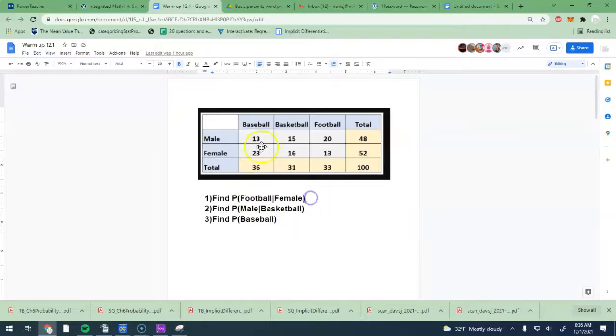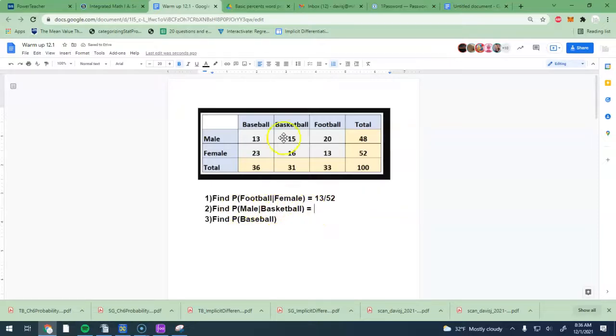So find the probability of football given females. So go back to number one. We know we're only looking at the female row. There are 13 in the football slot and 52 total. So this is 13 out of 52. Or if you reduce that, that's actually a fourth. But you don't have to.